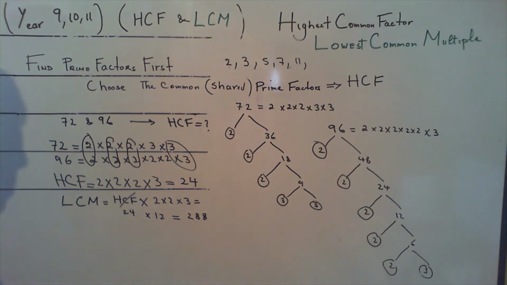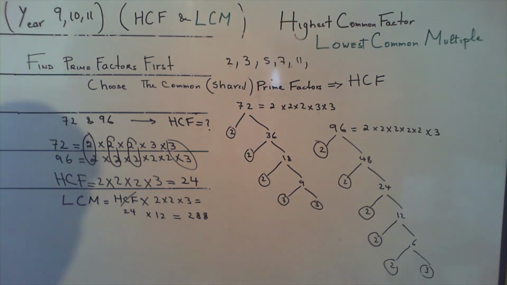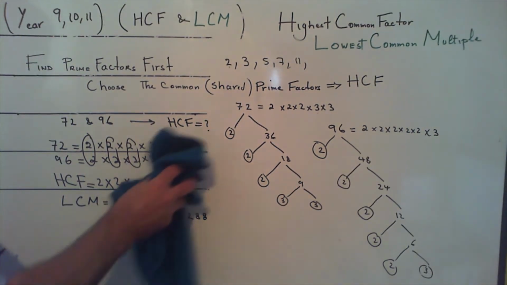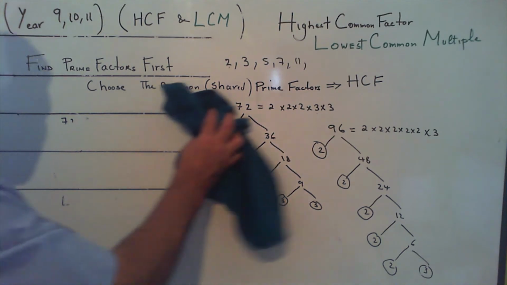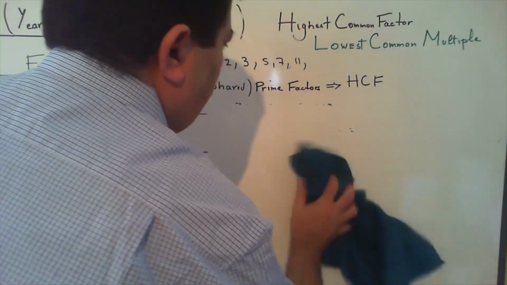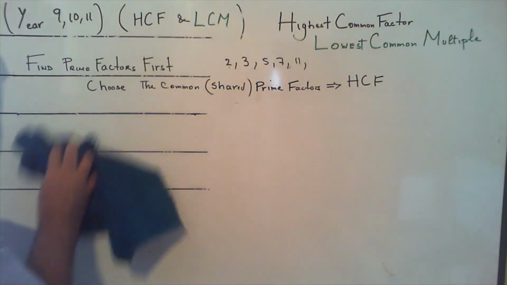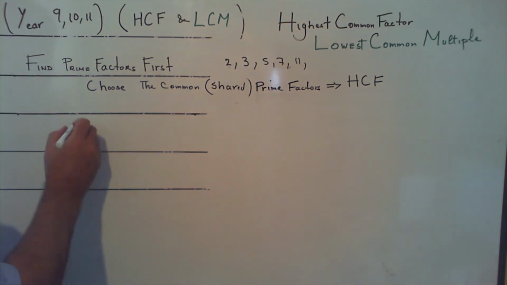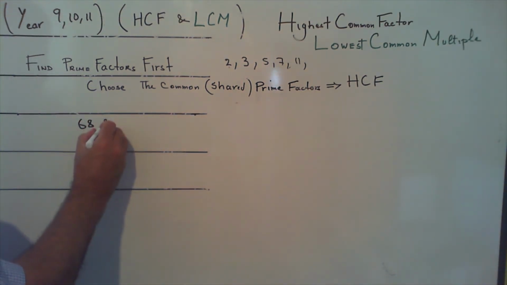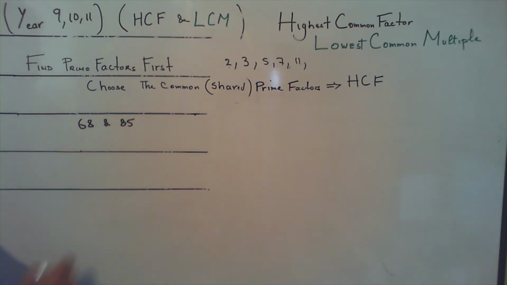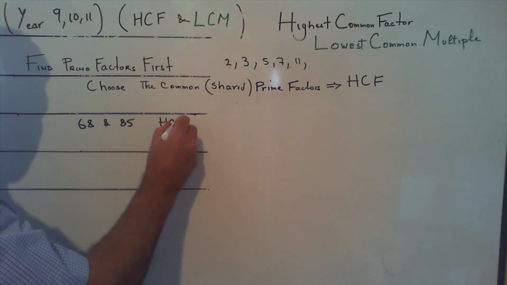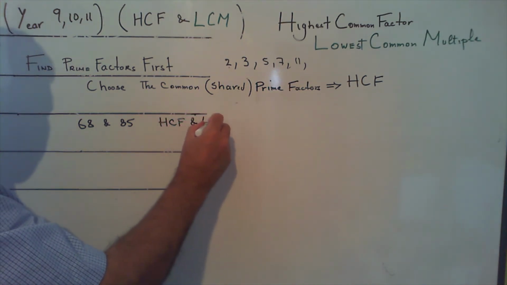I'll quickly do another example, and then I hope that you can do all these types of questions. Let's choose another easy set of numbers. Okay. What are the numbers? 68 and 85. We want to find the HCF and LCM.